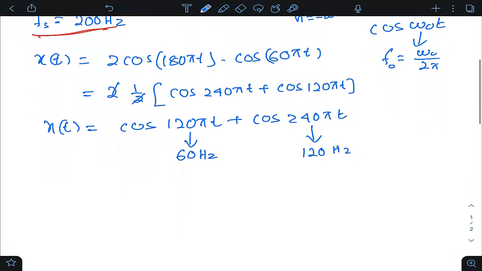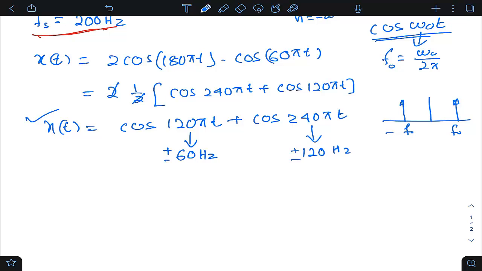But I believe all of you know, if I plot the spectrum of this x of t, how does the spectrum look for a sinusoidal function? They are impulses. Suppose I have a function cos omega naught t, and I ask you to find its CTFT spectrum, you'll have two impulses located at minus f naught and plus f naught. You have studied this in the CTFT. In other words, for this cos 120 pi t, whose frequency is 60 Hz, you'll get two impulses, one at plus 60 and one at minus 60. So let me write plus minus 60. By the same logic, you'll get one impulse at 120 and one at minus 120.